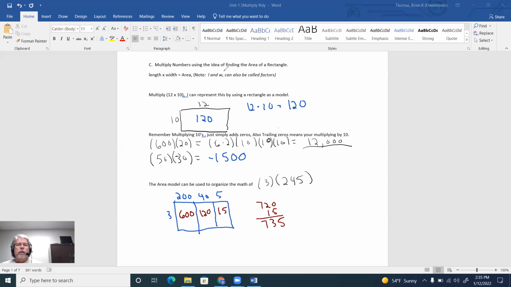So in this problem here, 3 times 245 would be the same thing as 735. So these would be my factors, and that would be my product. But to get this product, I actually could organize it in this fashion. Now, how does this tie into algebra? Algebra can be modeled in many ways. So I'm going to pause for a second here and show you where this takes us. You can do the same.